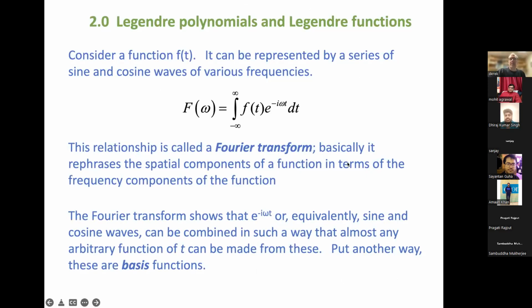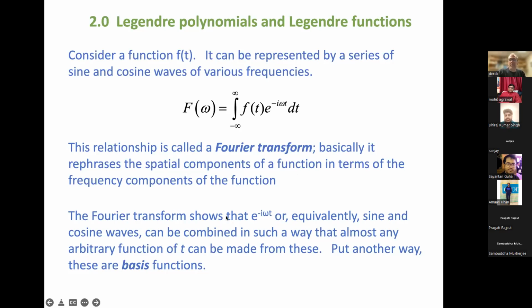All right. So with that to motivate us, now I want to talk about Legendre polynomials and Legendre functions, because we will need them to define the normal modes on the Earth. So first, I want to consider a function f of t. It can be represented by a series of sine and cosine waves of different frequencies. So we can convert f of t into f of omega, and this relationship is called a Fourier transform.